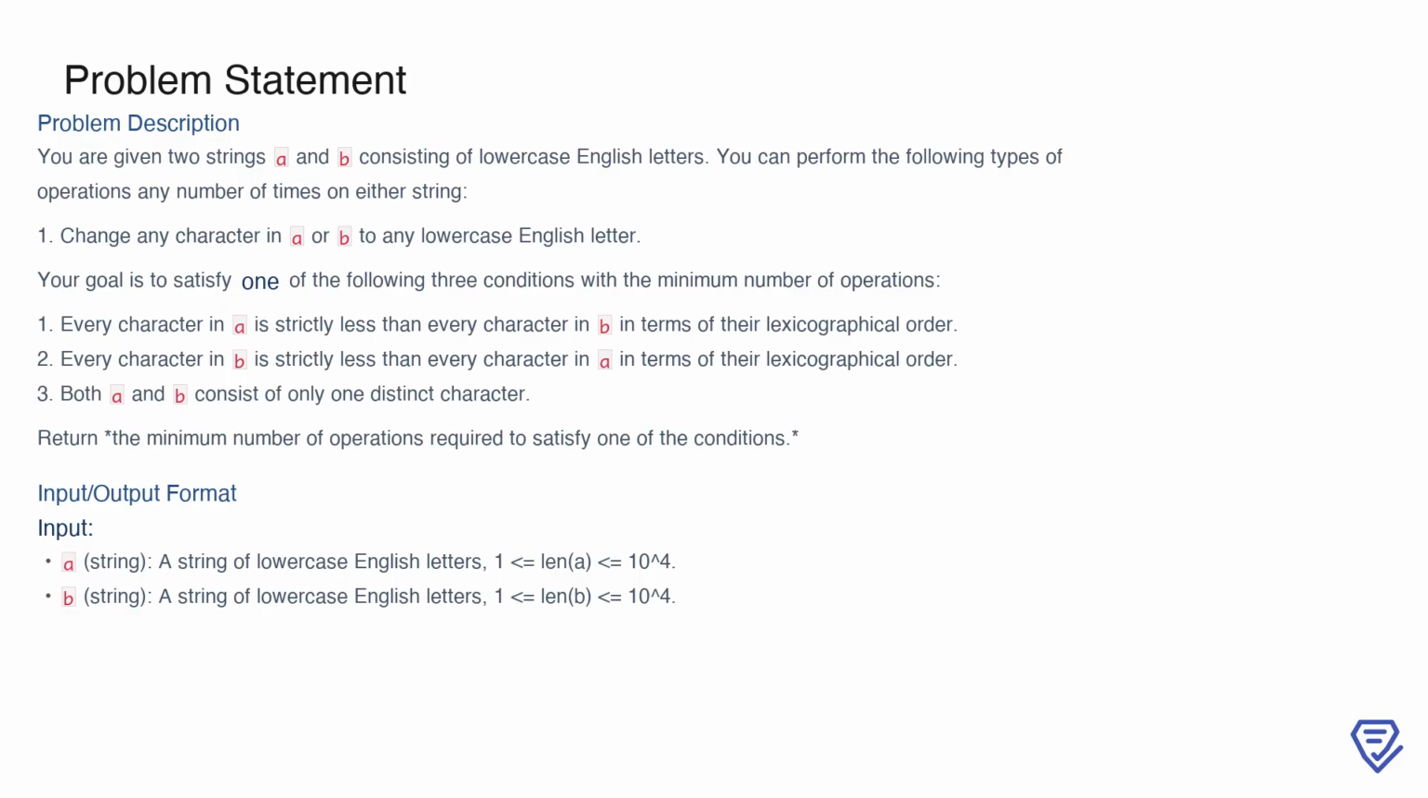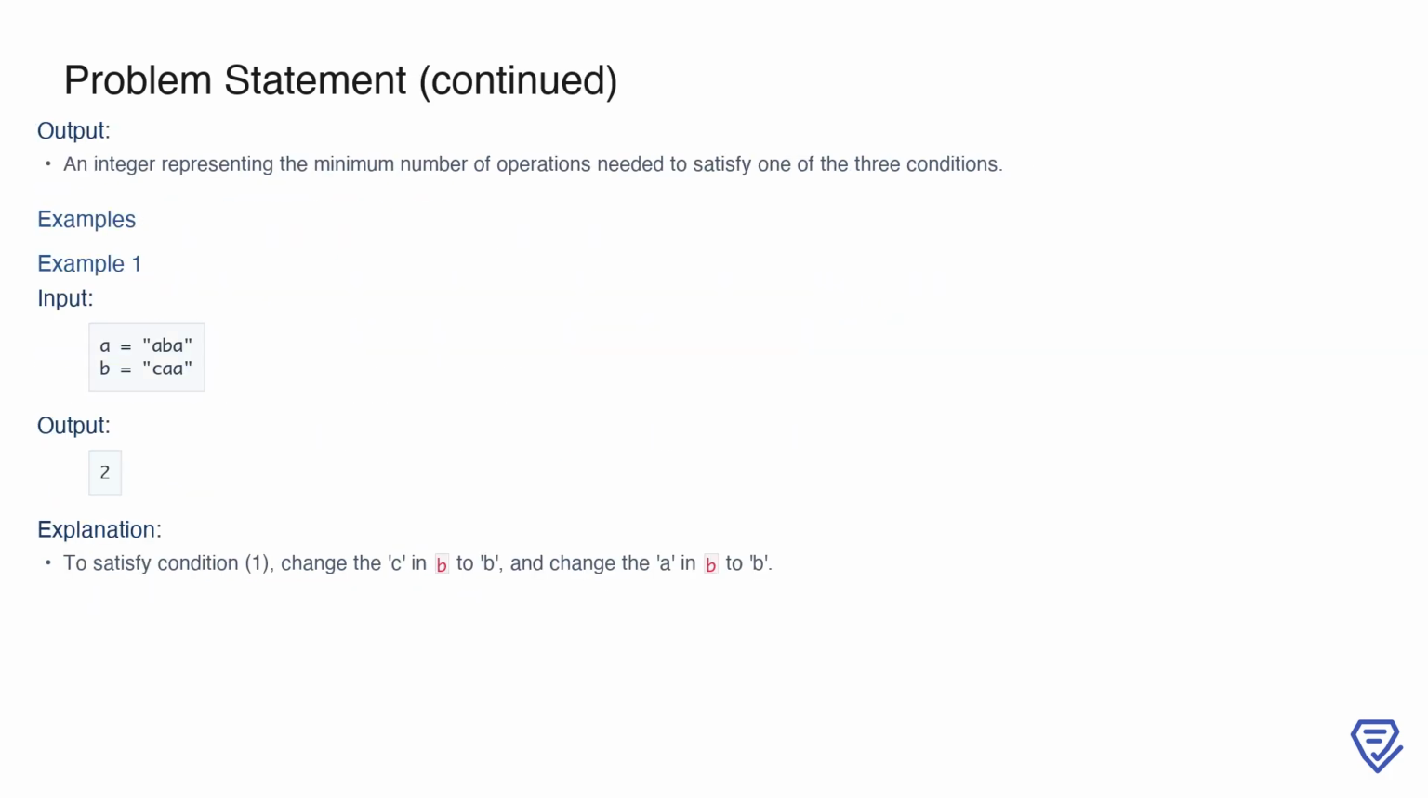The task is to calculate the minimum number of operations required to meet any one of these three conditions, and the input strings can have a length of up to 10,000 characters each. The output of this problem is a single integer that represents the minimum number of operations needed to satisfy one of the three conditions. Let's explore an example to understand this better.